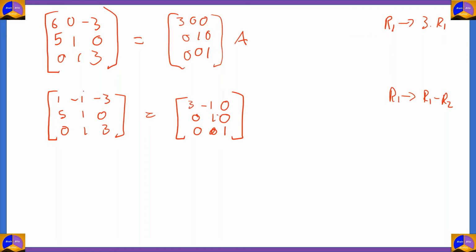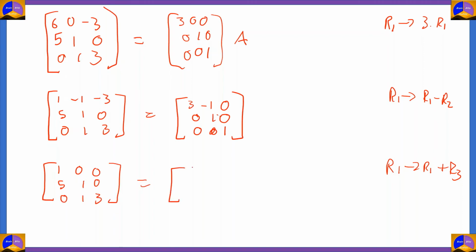And in order to do that, we can add the third row to the first row. So R1 changes to R1 plus R3. So when that happens, 1 plus 0 is 1, minus 1 plus 1 is 0, minus 3 plus 3 is also 0. And then we have 5, 1, 0, 0, 1, 3. It'll be equal to 3 plus 0 is actually 3, not 0. Let's erase it.